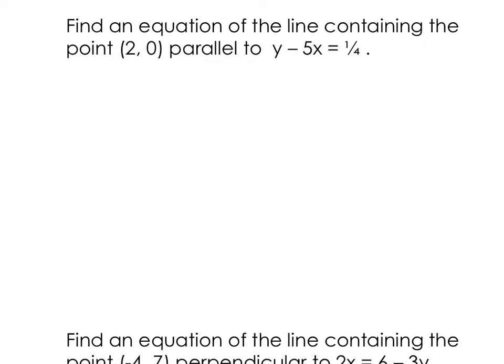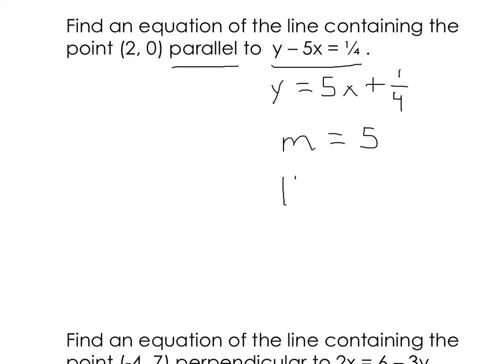Let's find an equation of the line containing the point (2, 0) that is parallel to y minus 5x equals 1/4. Remember, parallel lines have the same slope, so we need to know what the slope of our given line is. Let's add 5x to both sides. So we have y equals 5x plus 1/4. So the slope of this line must be 5. So the parallel slope, that's what that double line symbol stands for, is also 5. Parallel lines have the same slope.